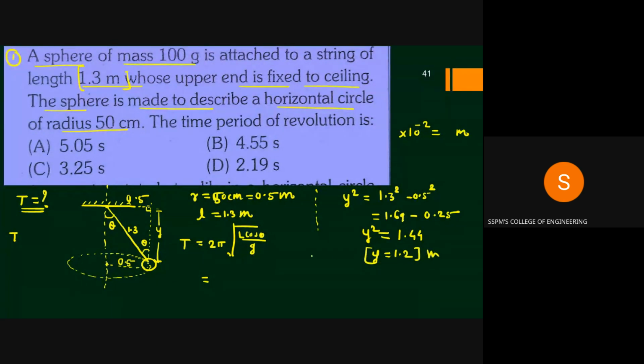So the y value in this triangle is the adjacent side. So consider this right angle triangle. We need the value of cos theta. So this is 1.2. This hypotenuse is 1.3. So directly we can write the cos theta, this is adjacent 1.2 divided by 1.3. Now directly put this ratio in the formula of time period.